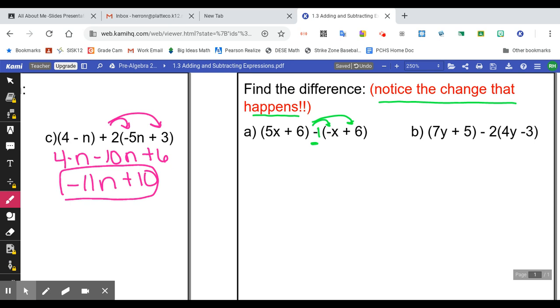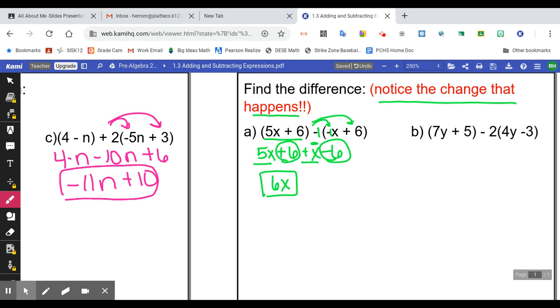So the first set of parentheses, we don't change anything about. So it's still 5x plus 6. Just drop it straight down. Then these both become their opposite sign. So instead of -x, -1 times -1 is +1. So plus x. -1 times 6 is -6. So they become their opposite sign. Then we can combine like terms. So 5x plus x is 6x. +6 minus 6 is 0. So we don't have to write that down, and your answer is just 6x.